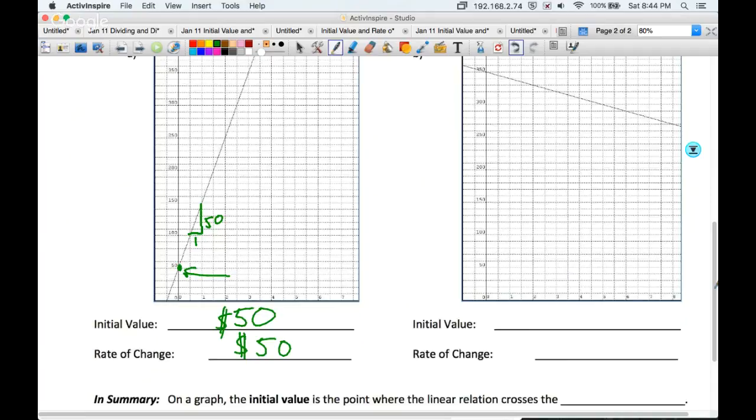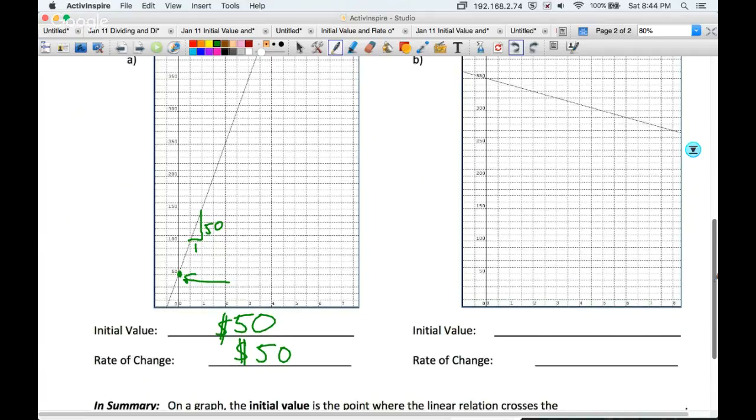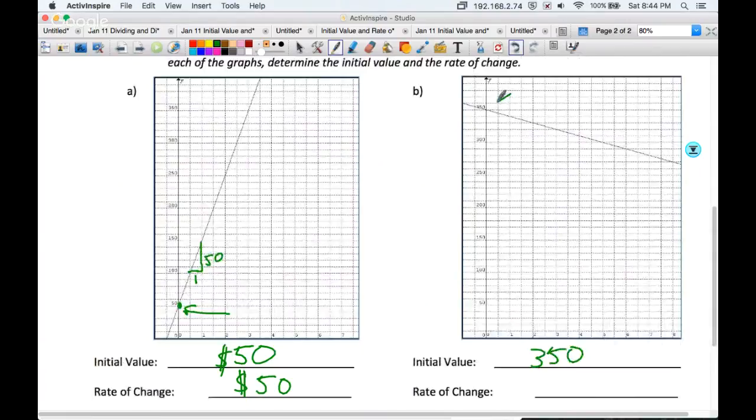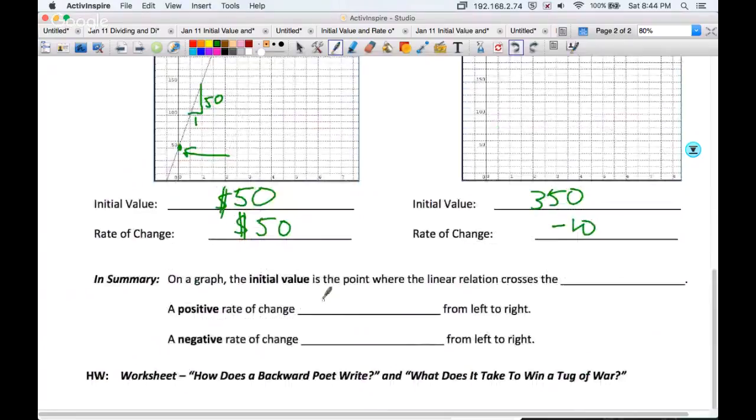Let's look at this one over here. Initial value of 350. You can see it right there. That's where it crosses my y-axis at 350. And then I can make a slope triangle like that. Let's look back at the scale. That was only 1 unit across the bottom, 10 units on the side, but I'm going downhill, so this is going to be a -10 for my rate of change. -10.